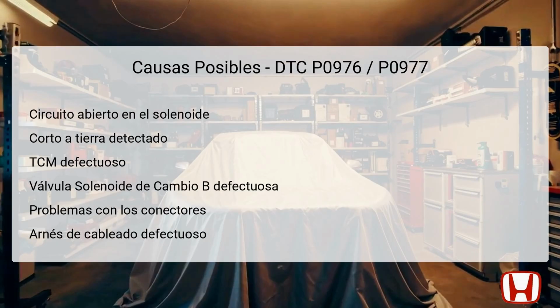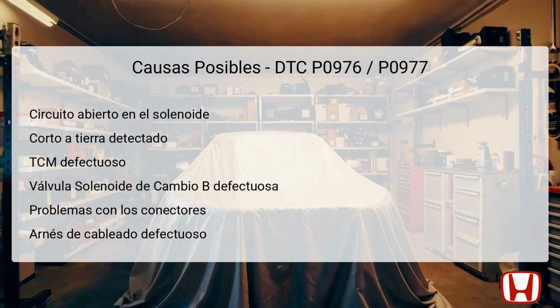Several potential causes exist for the codes P0976 and P0977. An open circuit in the shift solenoid can interrupt communication with the TCM, leading to DTC P0976. Conversely, should there be a short to ground, P0977 will be triggered, indicating that current flow is not being properly managed. Other possible causes include a faulty TCM, which may fail to send the correct commands or interpret signals correctly. A defective shift solenoid B itself could generate these DTCs if it does not operate as intended.